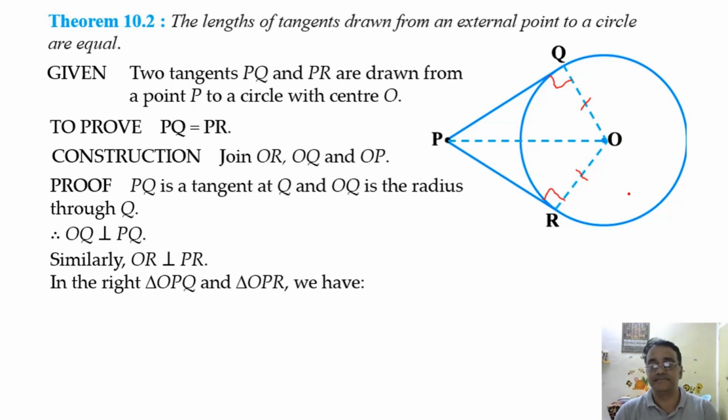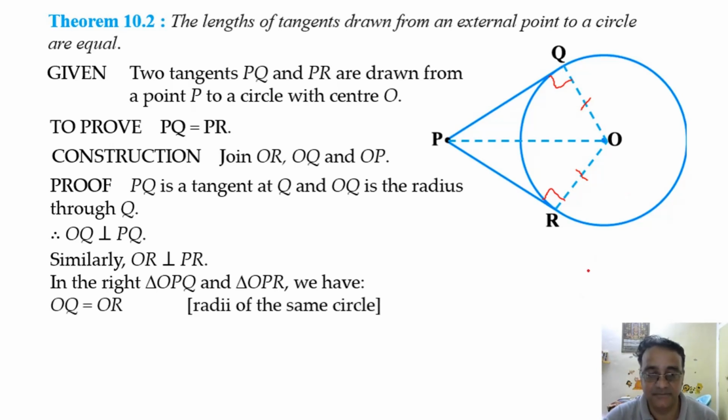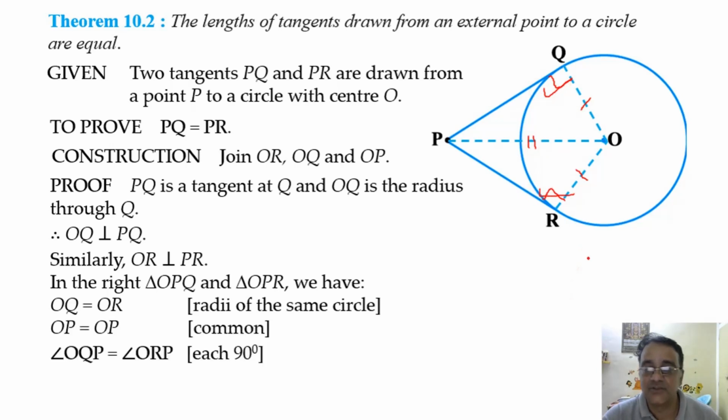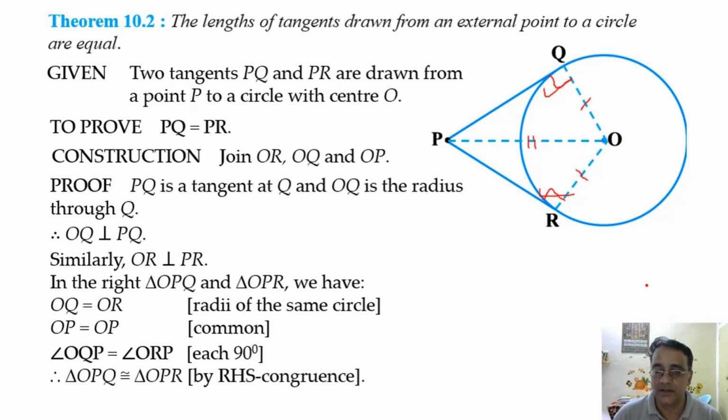Why? Radii of the circle. And OP is common. What about these two angles? Each 90 degrees. So therefore these two triangles are congruent. By which criteria? Yes, very good. RHS congruence rule. So that will imply PQ is equal to PR by CPCT.